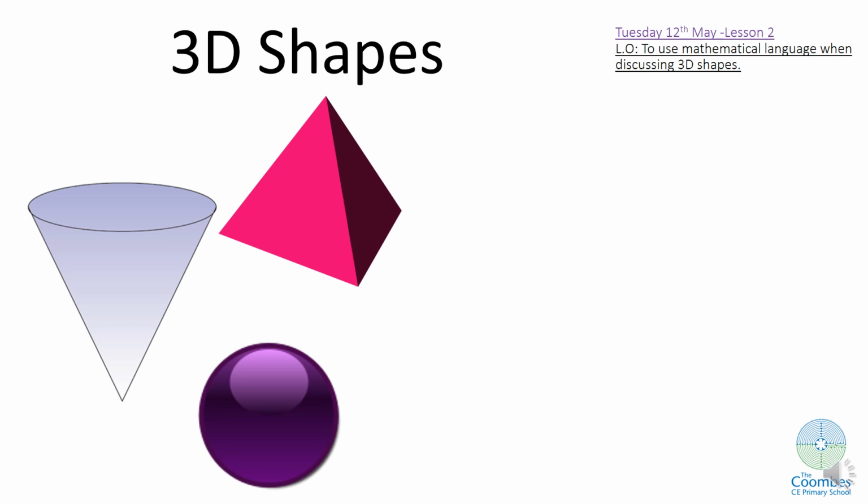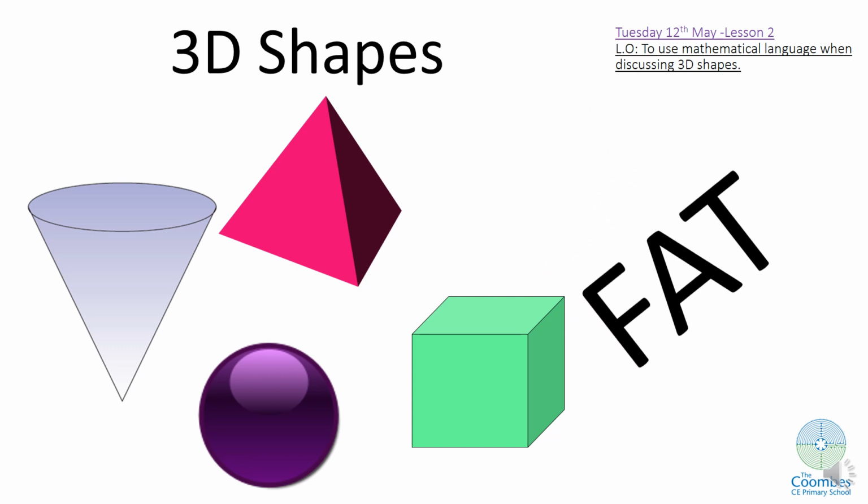This shape. Well done, it's very tricky to see it on a video, but it is a sphere. And this shape is a cube. Well done. So when we were talking about our 2D shapes, we described them as flat. So when we talk about 3D shapes, we can say that they are fat. Who can remember the mathematical name that we can use? Well done. We use the word solid when we talk about 3D shapes.